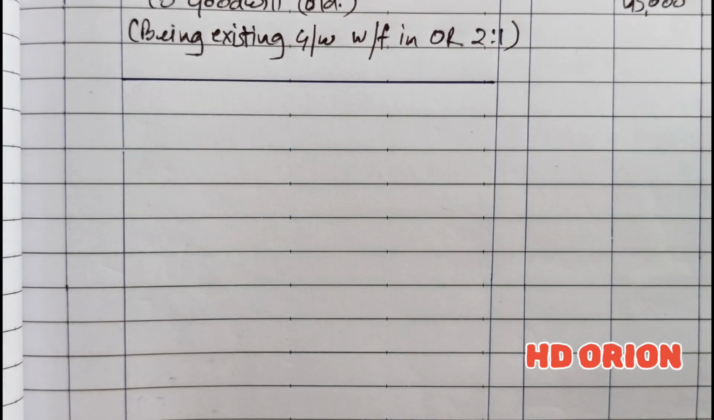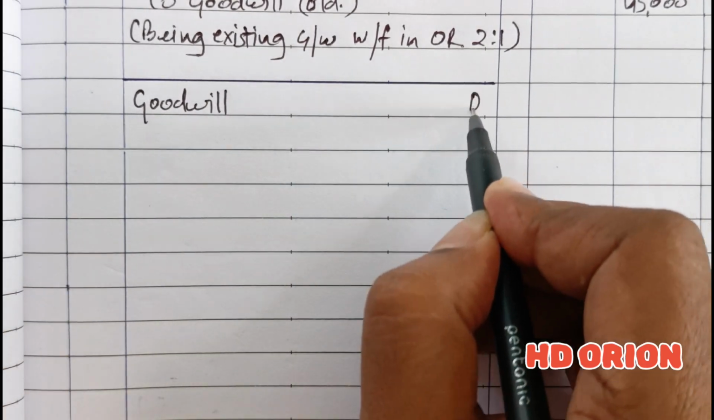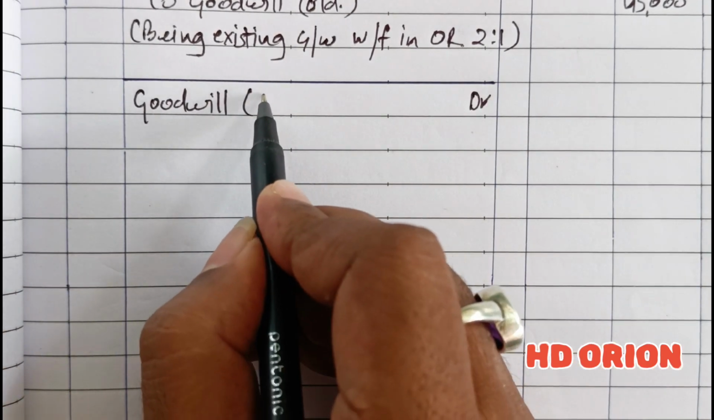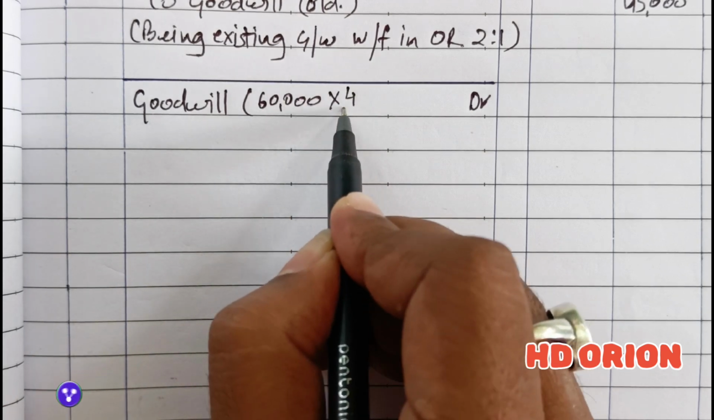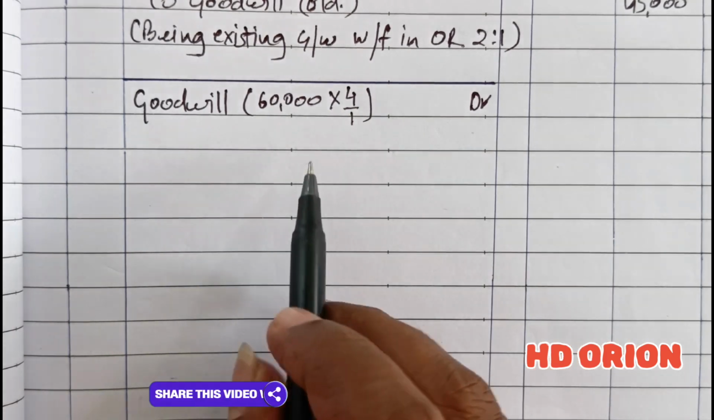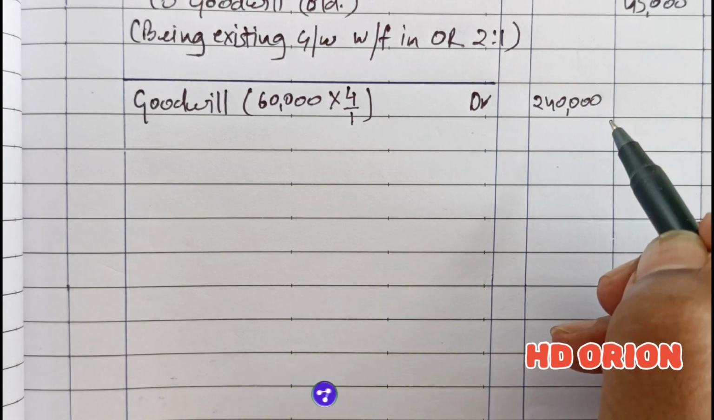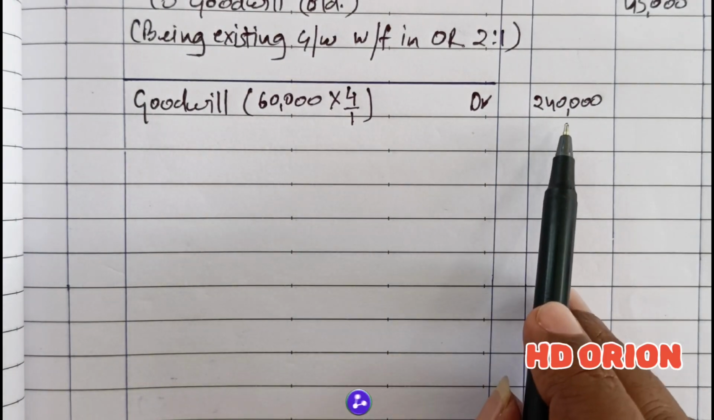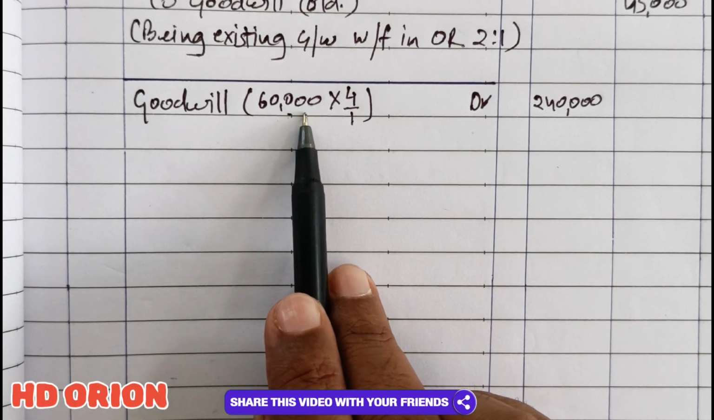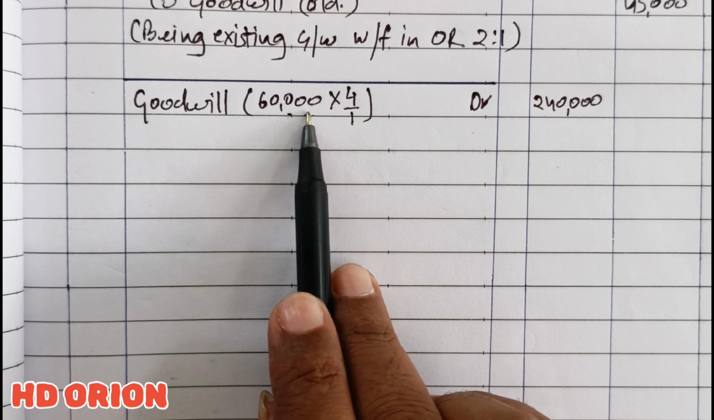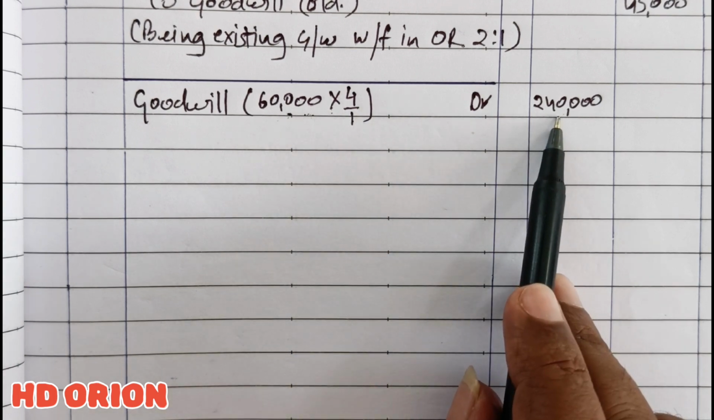For raising the goodwill, goodwill account will be debited. With what amount? See, Karthik's goodwill is how much? 60,000, and his portion is 1/4, and we will reverse the ratio. 60,000 into 4, that is 2,40,000, is the total goodwill of the firm. Karthik is bringing his portion of goodwill, which is 1/4 of 2,40,000, that is 60,000. So when we multiply Karthik's portion of goodwill by the reciprocal of his share of profit, we get the total goodwill of the firm.